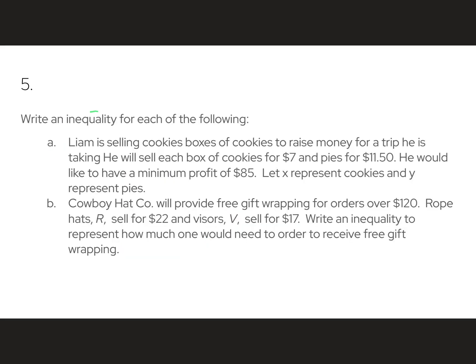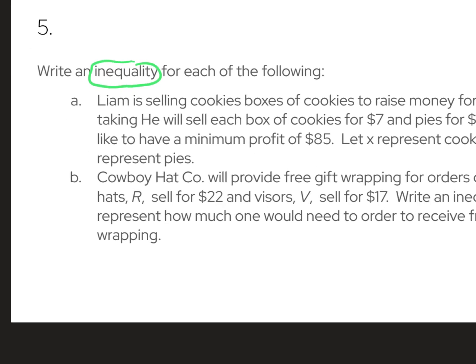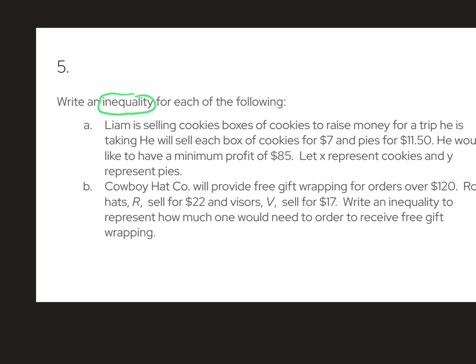All right, write an inequality. It's not an equation for each of the following. So we should have 2 inequalities, not a system, just a couple of different problems. It says Liam is selling cookie boxes to raise the money for a trip he's taking. He will sell each box of cookies for $7 and pies for $11.50. He would like to have a minimum profit of $85. So one of the things that I've talked about in class is to make sure that you are identifying what your x and your y is going to be.